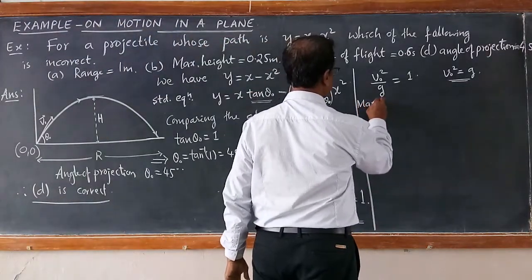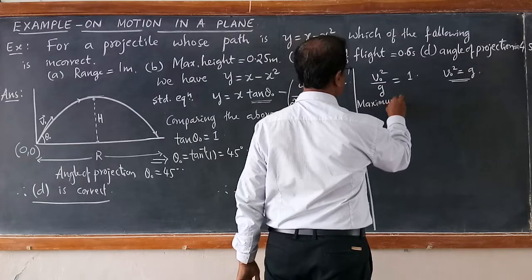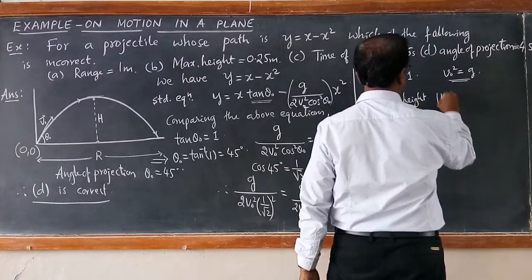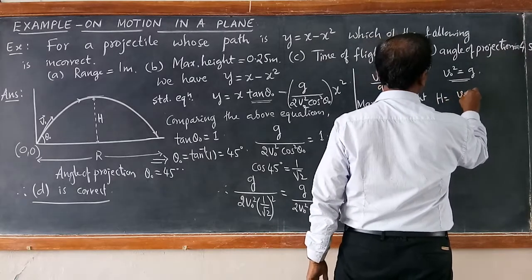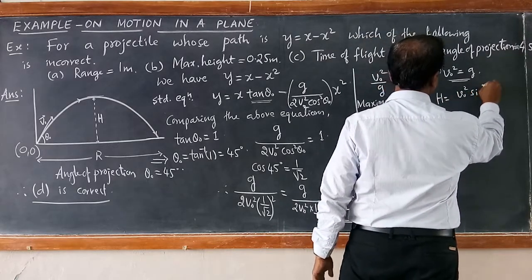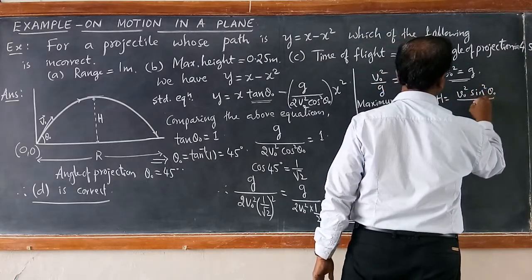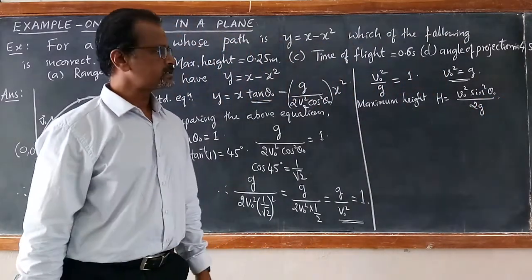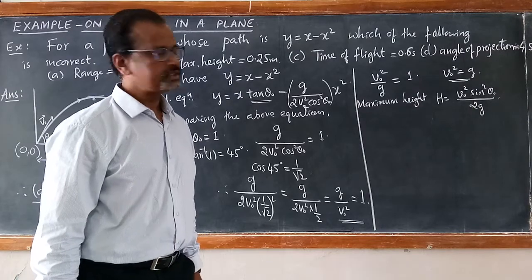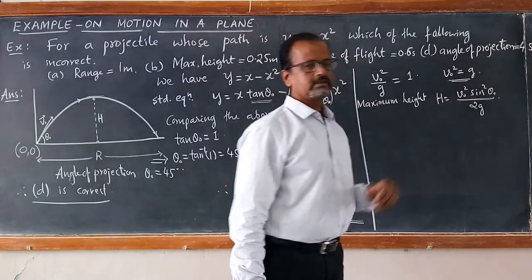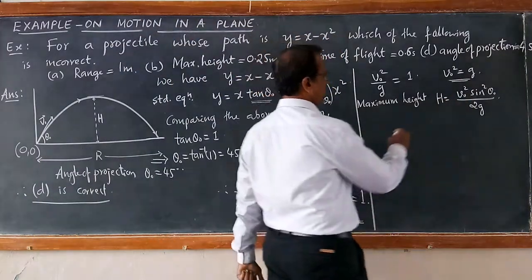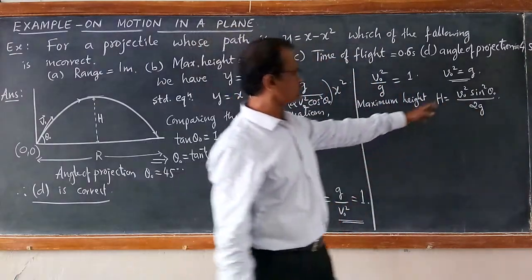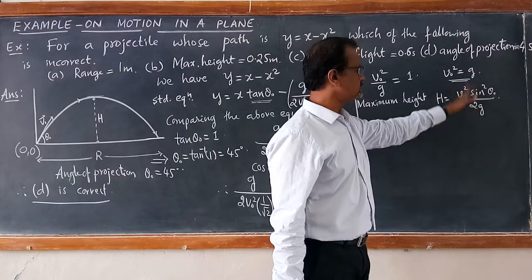For maximum height, we have h is equal to V naught square sin square theta naught by 2g. We have theta naught 45 degree and we have V naught square by g equal to 1. Or you can just substitute V naught square is equal to g. G cancels, right?